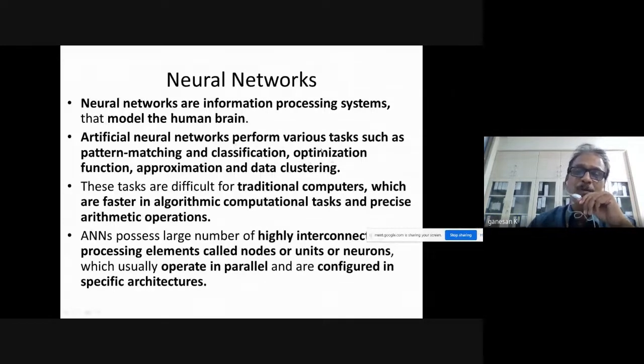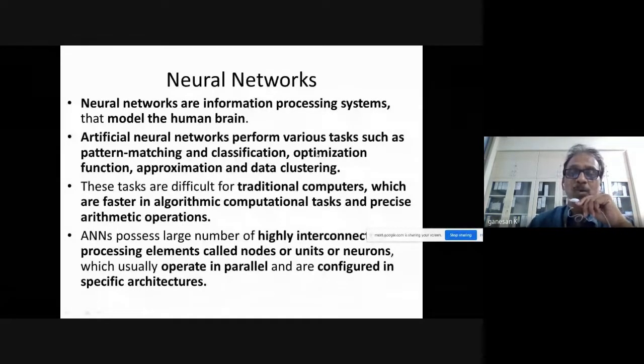So if you want to optimize some quantity, or you want to do some pattern matching, any of these mathematical problems, you can think of neural networks. But later we will see that this neural network is not something new. It was there even in the 50s, 60s, and 70s, and so on. But where the breakthrough came, and why it has become so popular thanks to AI nowadays, we will see a little later.